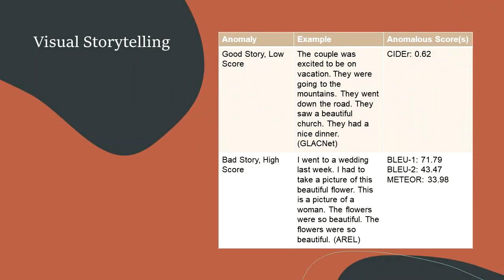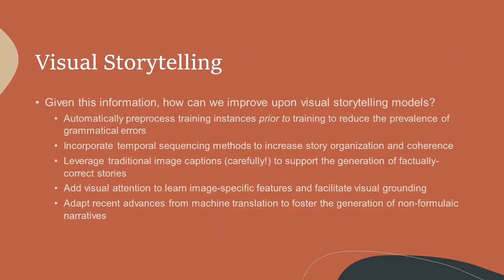Again, reiterating the notion that automated metrics aren't perfect, we also found cases where stories received low scores but were actually pretty high quality, and cases where stories received high scores but were actually low quality. An example of each of those cases is shown here, along with the anomalous scores. And given our analysis, we decided upon the following recommendations for future work in visual storytelling.